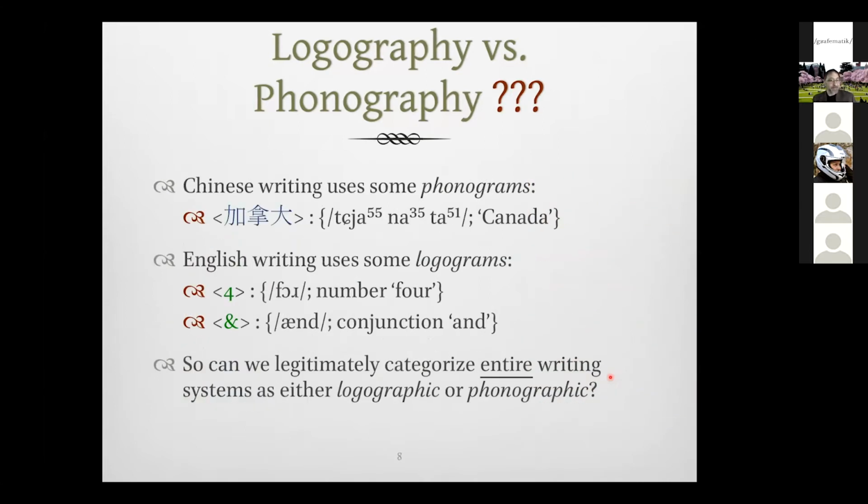In addition, if we look at the level of individual graphs, we see that Chinese writing does employ some graphs as phonograms. For example, the 3 graphs that write Canada have only phonetic representation. And of course, as we know, English writing uses some logograms like the numeral 4 and the ampersand. So the question is an open one. Can we legitimately categorize an entire writing system and just say it is either logographic or phonographic?